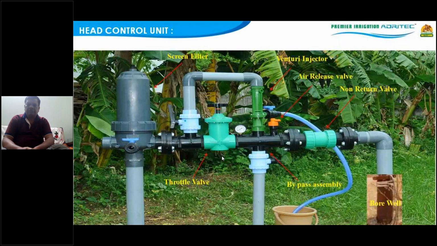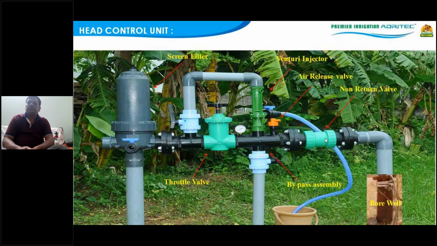So how does it actually look in the field? I've given you a schematic. So what are the components which have been laid down by the Government of India? You will notice that this is the borewell, and from the borewell the water is passing through a number of components. You have first a non-return valve.